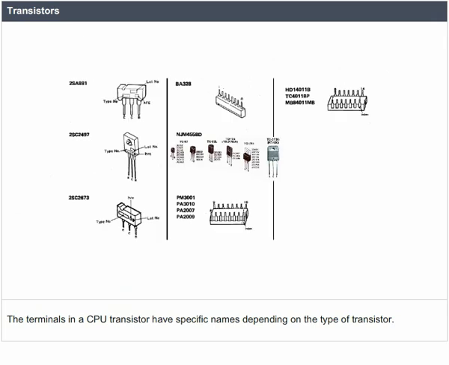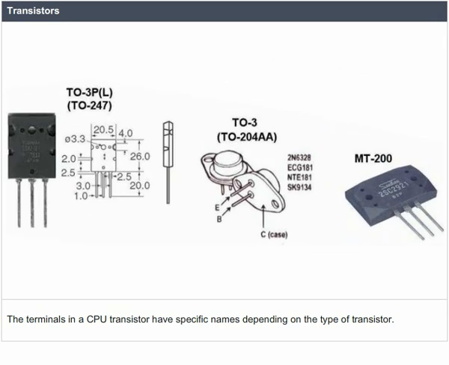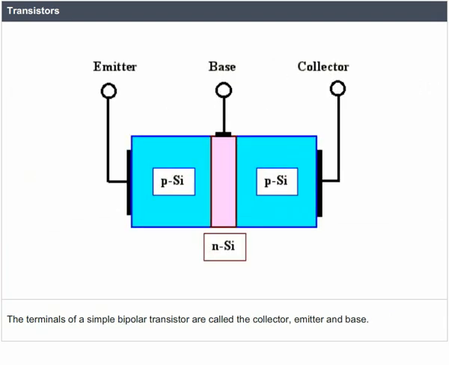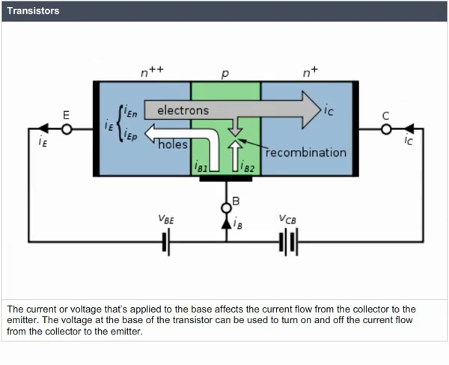The terminals in a CPU transistor have specific names depending on the type of transistor. The terminals of a simple bipolar transistor are called the collector, emitter, and base. The current or voltage that's applied to the base affects the current flow from the collector to the emitter. The voltage at the base of the transistor can be used to turn on and off the current flow from the collector to the emitter.